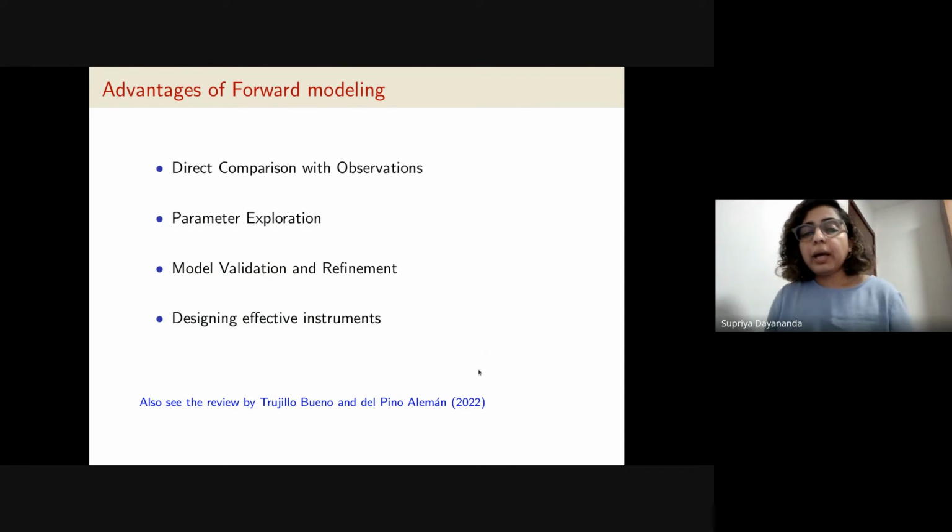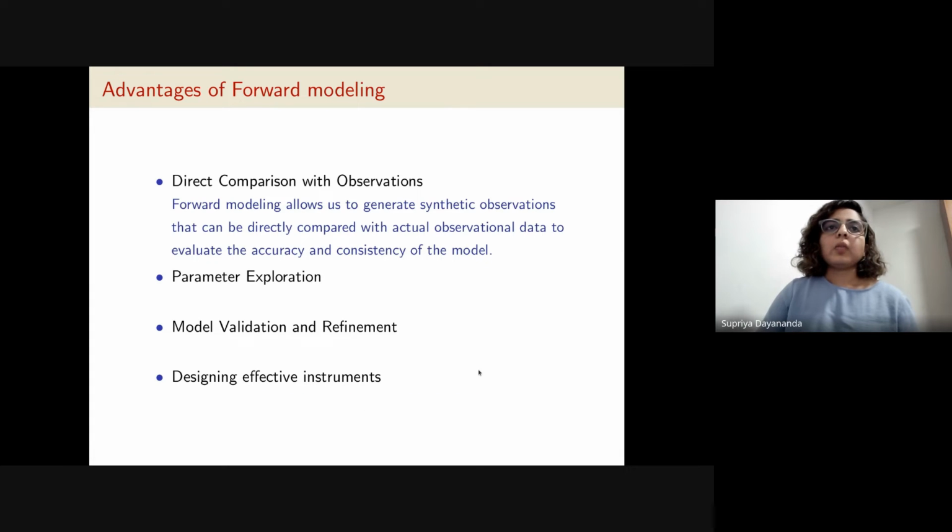Before moving on to the application parts of PyCorona, I would like to highlight here some of the advantages of having a forward modeling tool like this. The first one is it allows you to make a direct comparison with observations. So you can generate synthetic profiles from the forward modeling code and compare them with the observations and evaluate the accuracy and consistency of the atomic and atmospheric models you're using.